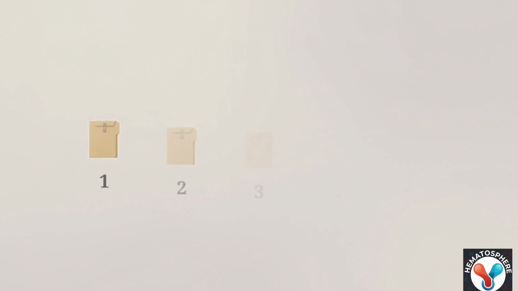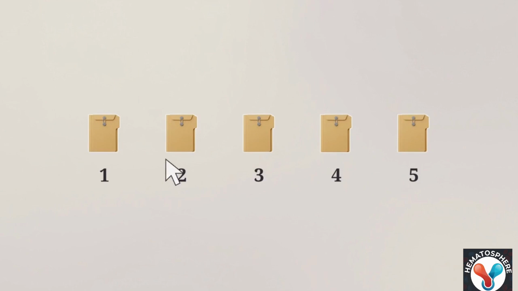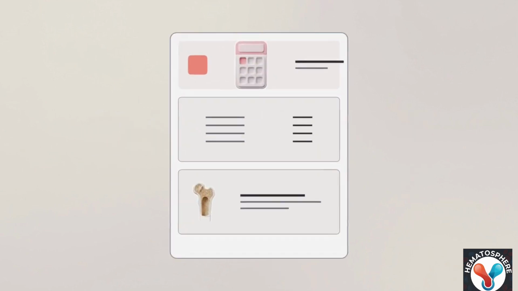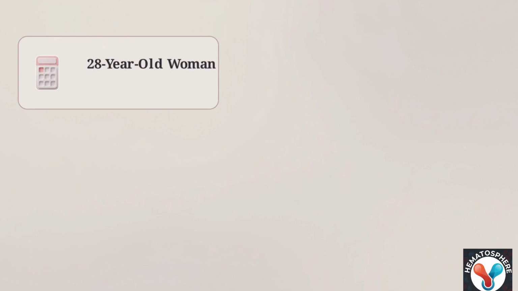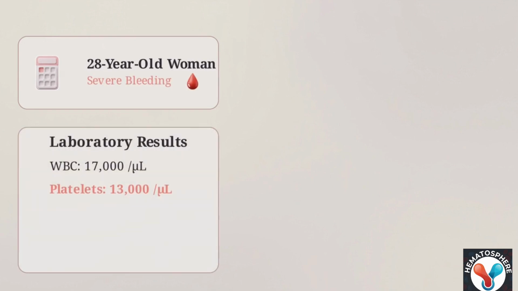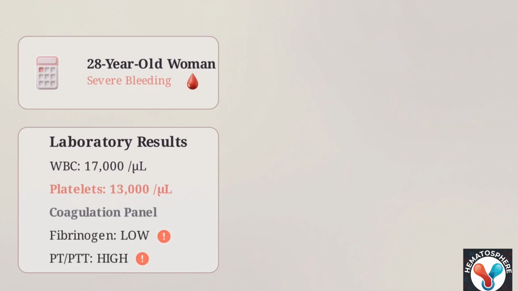To build diagnostic confidence, we are going to deconstruct 5 complex leukemia vignettes step by step. In this first scenario, a 28-year-old woman presents with severe bleeding. Notice the white blood count is 17,000, and the platelets are dangerously low at 13,000. Her coagulation studies show low fibrinogen and elevated PT and PTT, indicating disseminated intravascular coagulation.